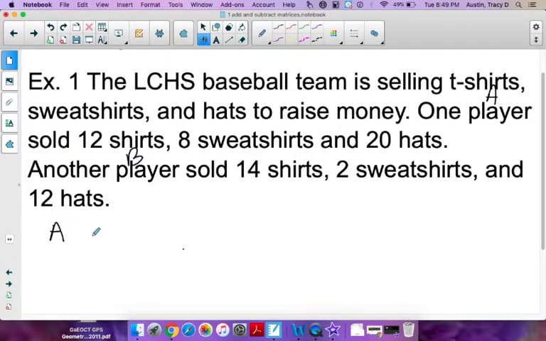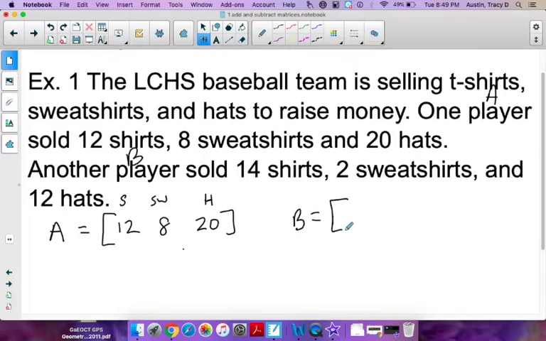And you can write these horizontally or vertically. You need to write both of them in the same direction, though. So this will either be 3 pieces going over with shirt, sweatshirt, hat, or 3 pieces going down, shirt, sweatshirt, hat. Your choice. Okay, so 12 shirts, I'm going to write them out horizontally, and 20 hats. So shirt, sweatshirt, hat. Right, and that is player A. And player B's matrix would be 14, 2, and 12.